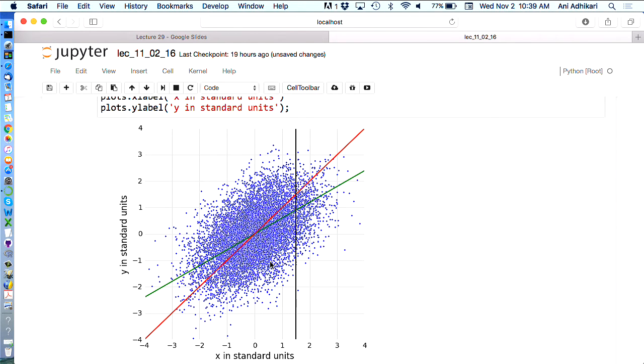So the line that you want to use for prediction, what you are noticing is that it's flatter than the 45-degree line. And before I get into slopes and things, I'll take any questions about the discussion up to this point. Yes?